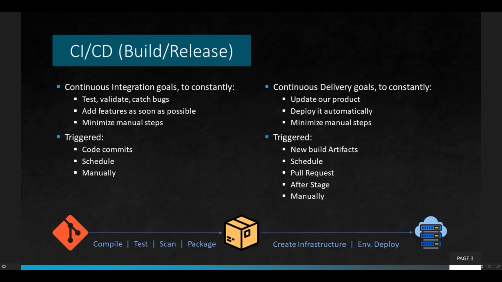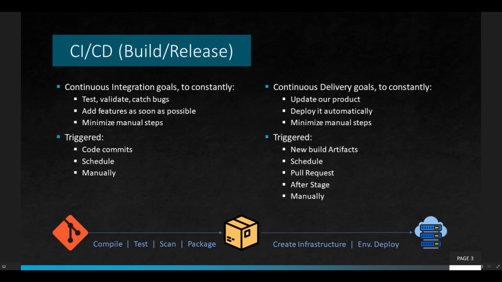Now, for the CI/CD, or the build and release process, what does this mean? Continuous integration and continuous delivery, the goal for those are to automate as much as possible and to eliminate manual processes as much as you can. When it comes to continuous integration, that means that we test and we validate our code and we catch bugs as soon as possible. And we add features also as soon as possible. Continuous integration is usually achieved because it is automatically triggered through either code commits or on a schedule, or it can also be done manually.